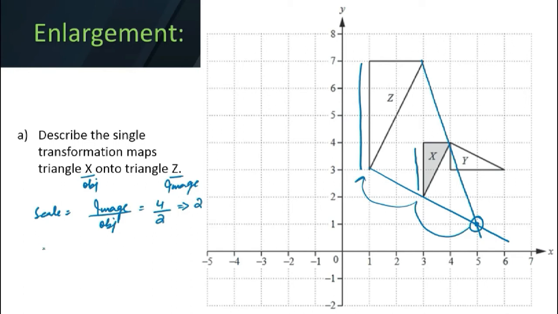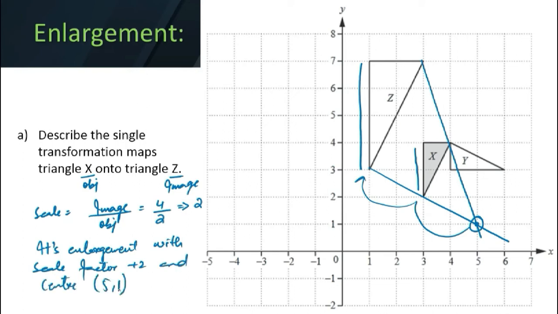So when we write the answer, we will write enlargement with the scale factor positive 2 and center (5, 1). This is how we will write the complete answer.